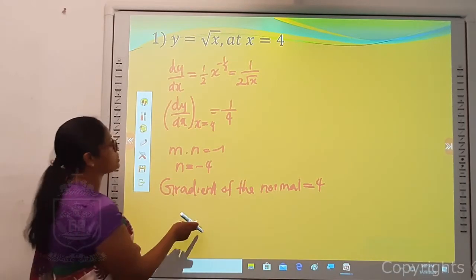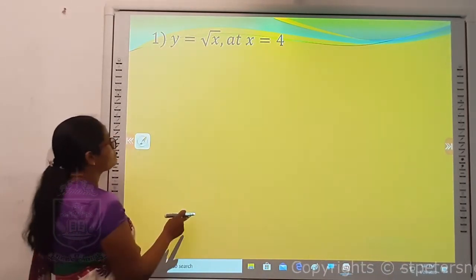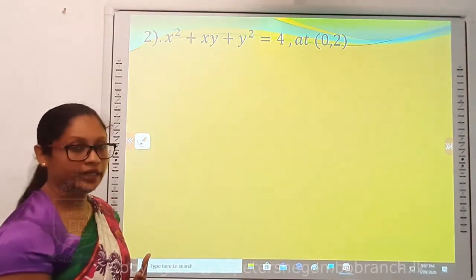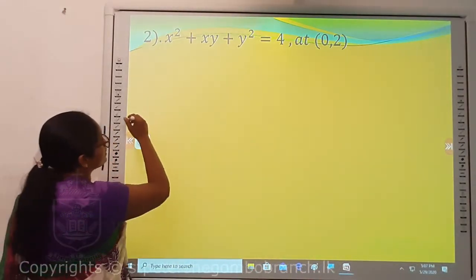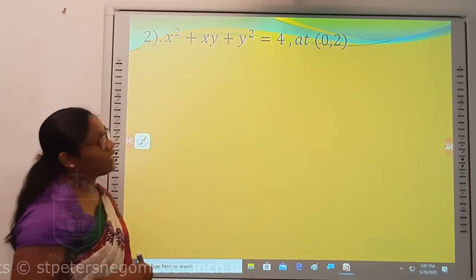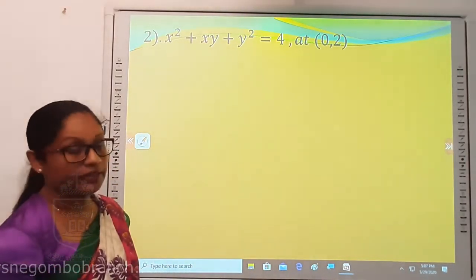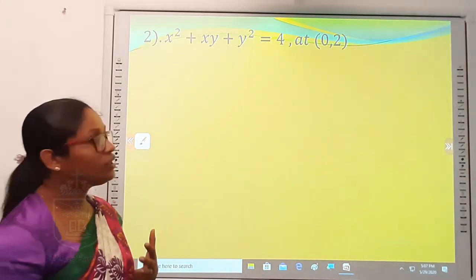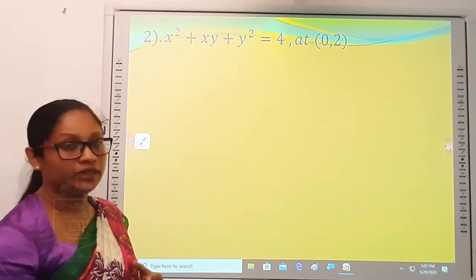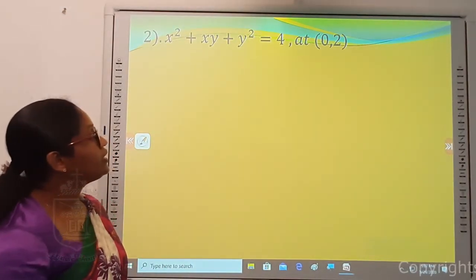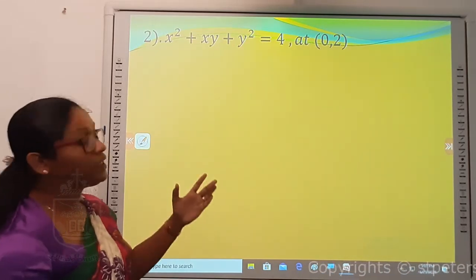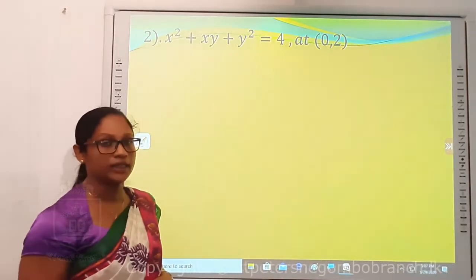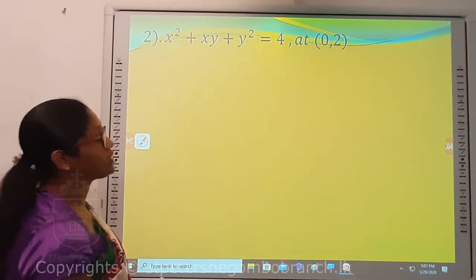We will move to the second question. Second question, same thing, we're going to find the gradient of the normal. First we'll differentiate the function. Now here there is a different kind of function I wrote as the second one. This type of function is called an implicit function. So the normal way we can't use to find the derivative. So we will just differentiate the whole equation with respect to x and then make dy over dx the subject, and then we can find the gradient. So I differentiate the whole equation with respect to x.